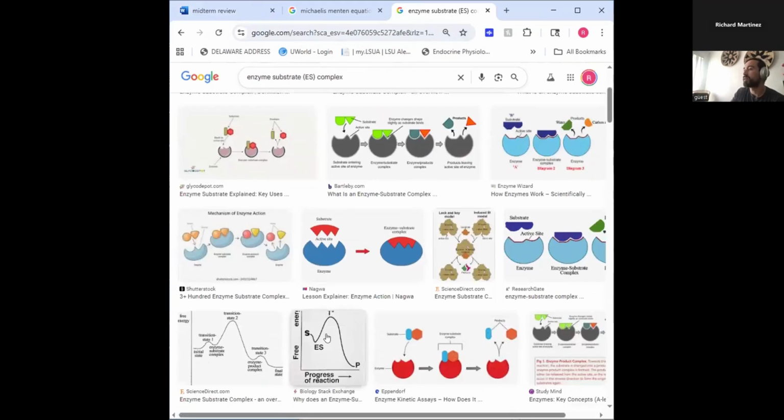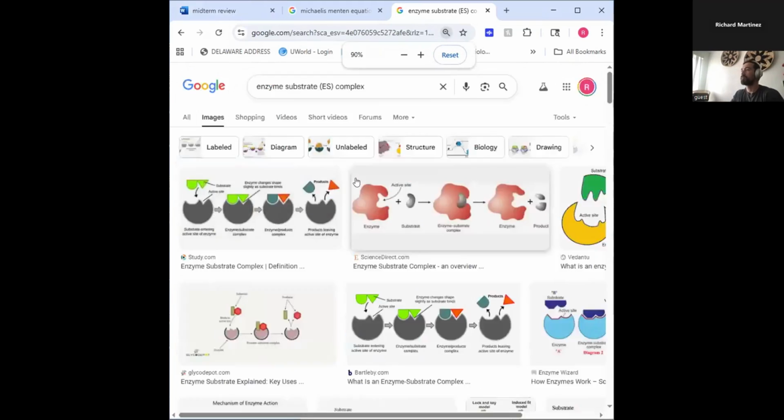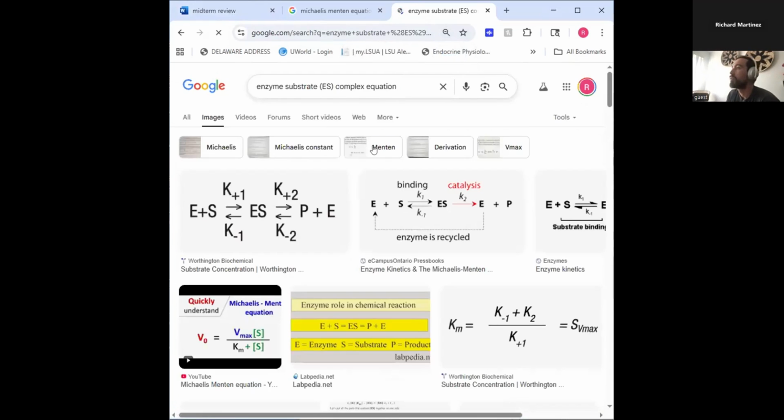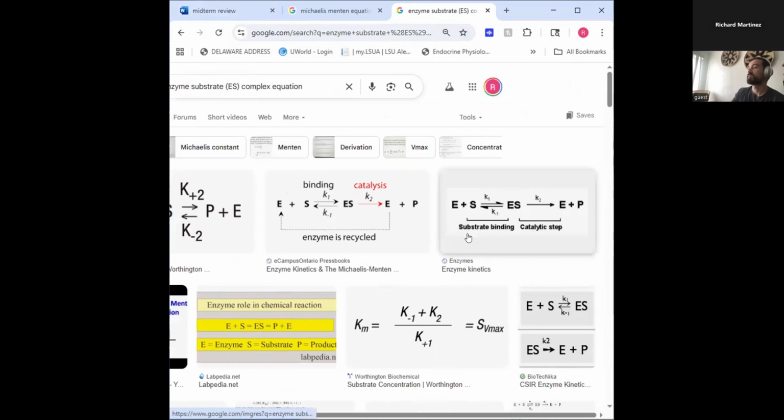Remember the enzyme substrate complex, let's see if we can find a picture here. Like this one, a little bit better. It shows enzyme and substrate. The substrate is binding, so enzyme substrate. There's a catalytic step, which is known as K2. This is only a forward reaction, okay? Then it goes to enzyme and product. So just one more time.